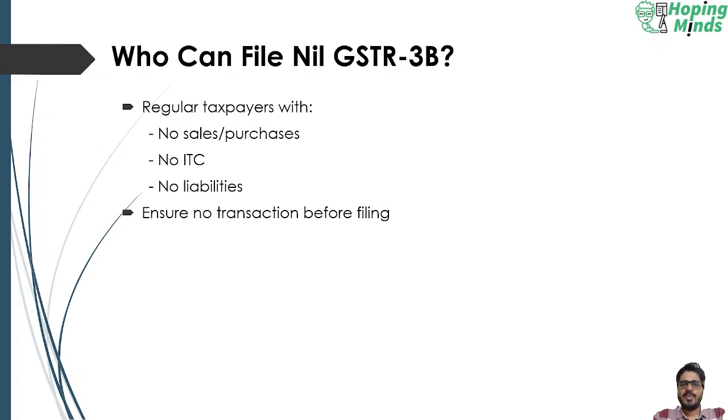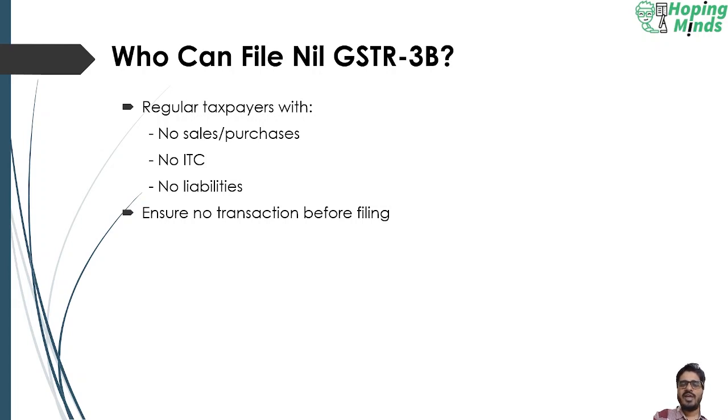So, if the taxpayer doesn't have any sale or purchase transactions during the reporting period, then nil GSTR-3B can be filed. But as we just discussed, if there are some debit notes or credit notes affecting the current period's tax liabilities, then nil return cannot be filed. So any increase in tax liabilities due to issuance of debit note, or any decrease in current period's tax liability due to issuance of credit notes, in such a case nil 3B cannot be filed.